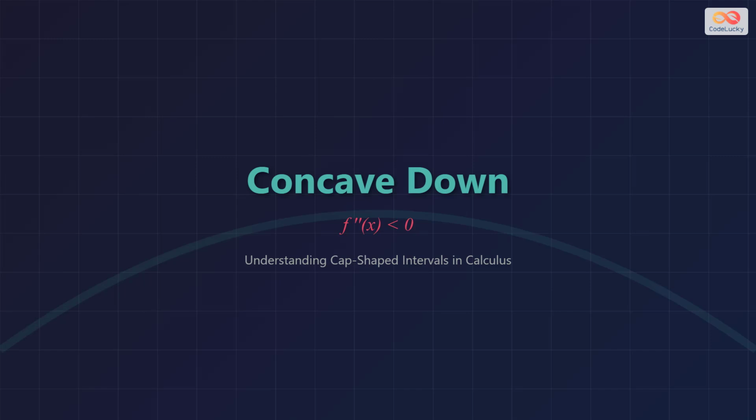Welcome to this lesson on calculus. Today, we are going to talk about the concept of being concave down. We will explore what it means for a curve to bend downwards and how we can identify this behavior using derivatives.